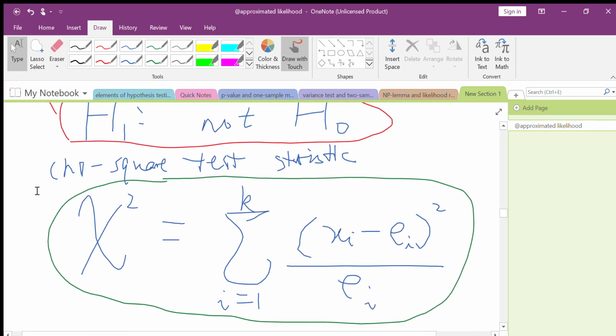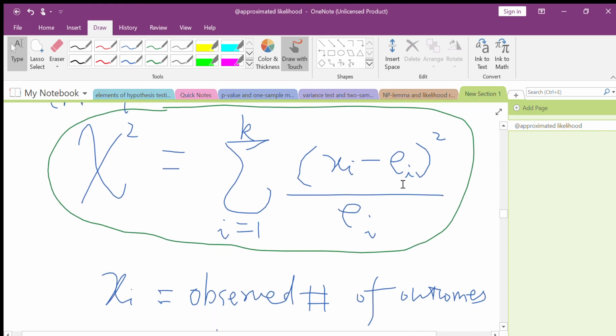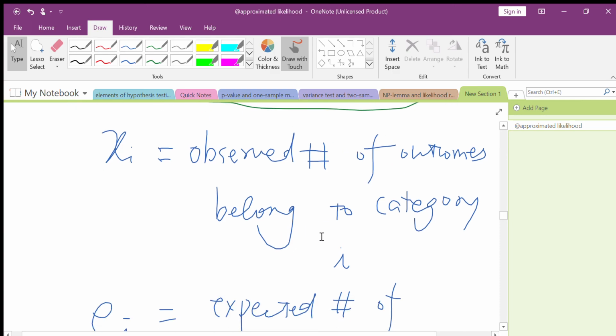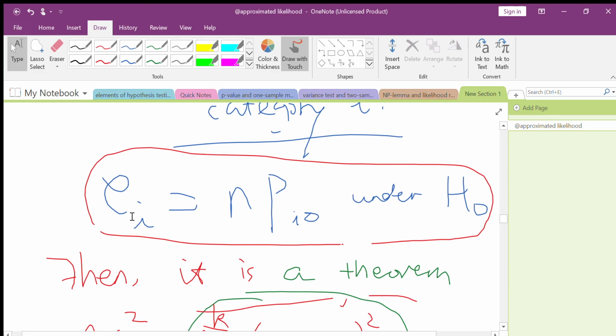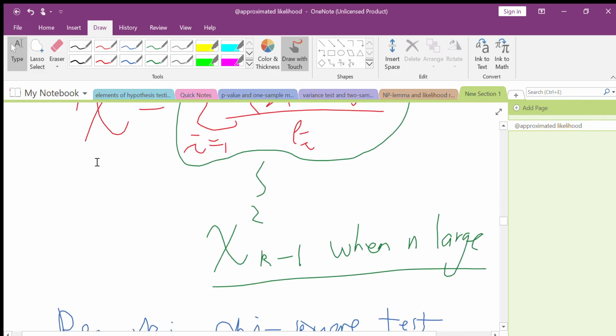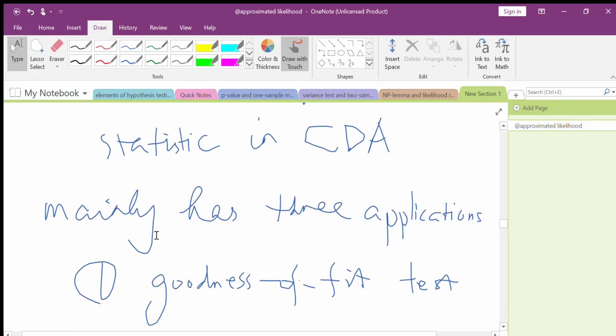So the chi-square test statistic is defined in the following form: the summation of (xi minus ei) squared divided by ei. So xi is the observed number of outcomes belonging to category i, and ei is the expected number of outcomes belonging to category i, and ei is computed as n times pi0 under H0. Then we have a theorem that this chi-square test statistic follows chi-square with degrees of freedom k minus 1 when n is large.